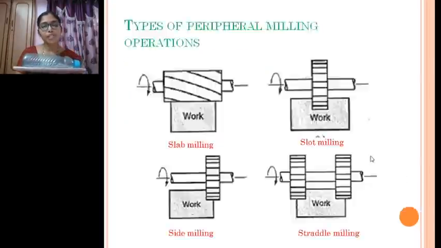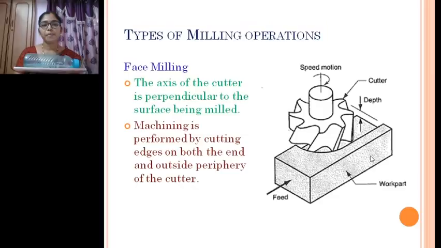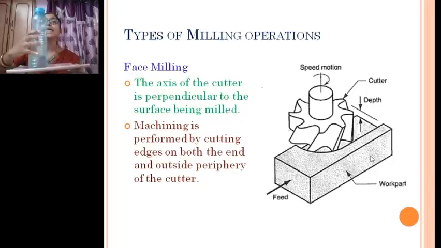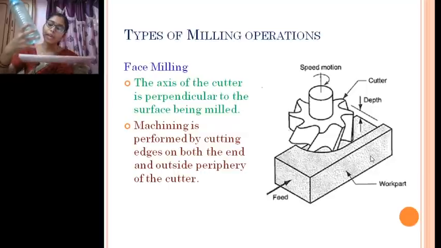And the other type is the face milling operation, where the workpiece axis and the tool rotation axis are perpendicular to each other. If both are perpendicular to each other, I call this operation a face milling operation. Here the teeth can be present on the periphery of the tool, or they can also be present at the edge of the tool.